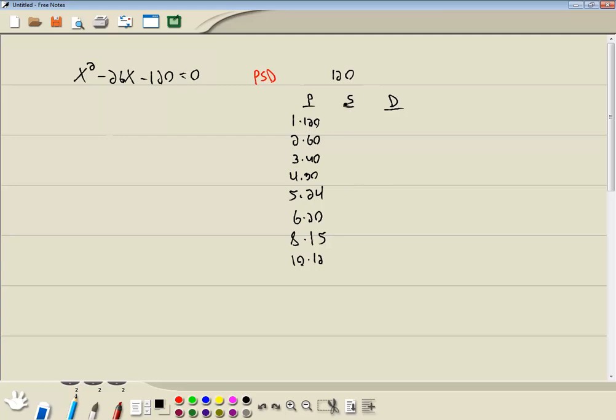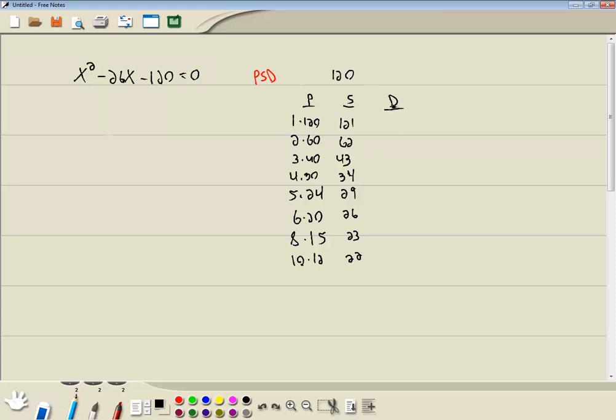Okay. In the S column, we want to add those together. 1 plus 120 is 121. 2 plus 60 is 62. 3 plus 40 is 43. 4 plus 30 is 34. 5 plus 24 is 29. 6 plus 20 is 26. 8 plus 15 is 23. 10 plus 12 is 22.